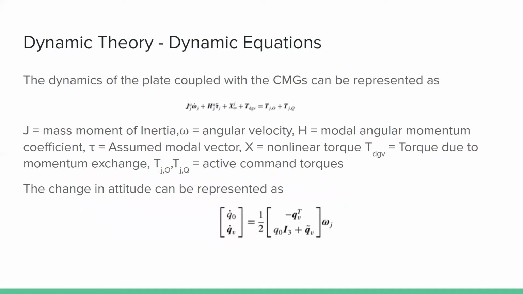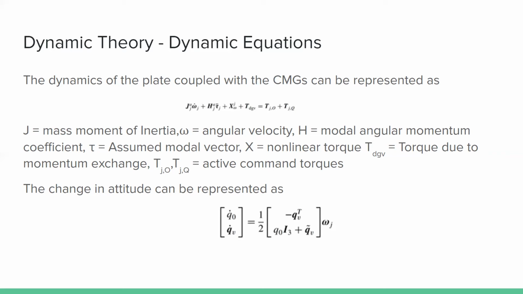AJ is the mass moment of inertia of the entire system, so that includes the inertia of each outer and inner gimbal and rotor for each CMG. Omega dot J is the change in angular velocity of the plate. HAJ is the angular momentum coefficient of the entire system. Tau double dot J is the acceleration of the assumed modal vectors.